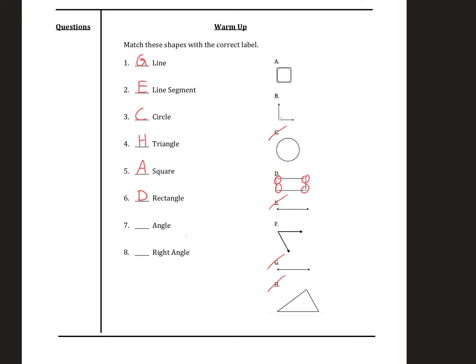Which of these is an angle here? Let's cross these off. Which one's an angle? We have angle and right angle left. Well, F is actually an angle. What makes something a right angle? What makes something a right angle is a 90-degree angle there, or a perpendicular kind of thing going on there, which means B is going to be the right angle.